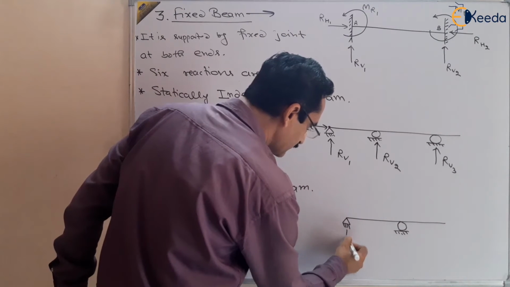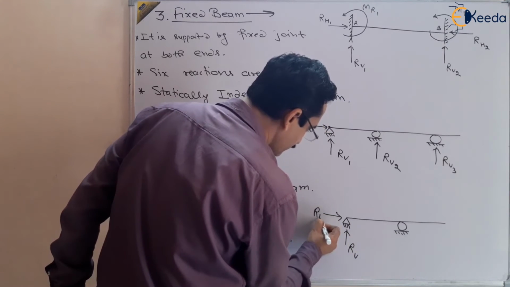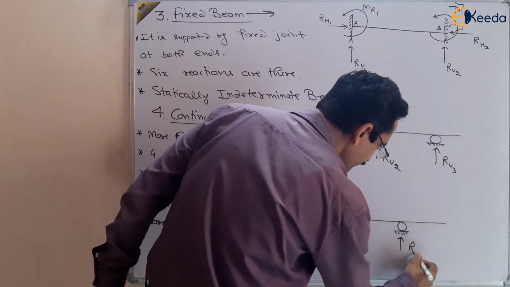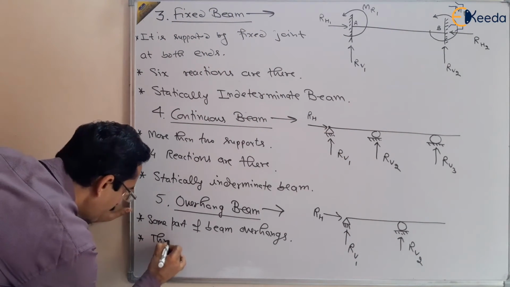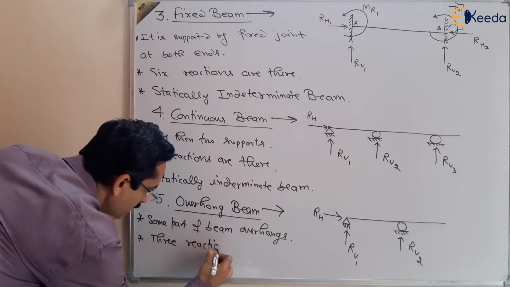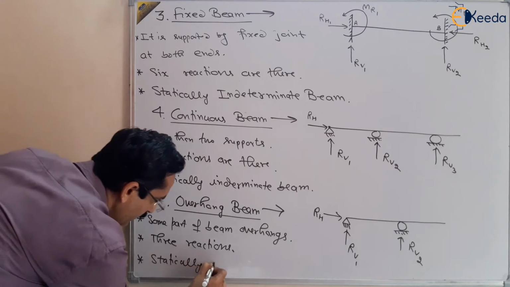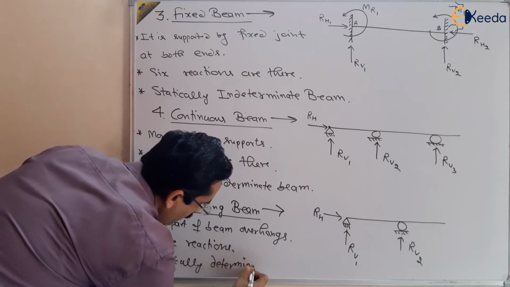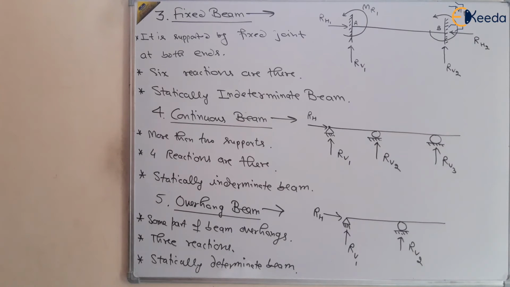So how many reactions are there? The reactions are similar to the simply supported beam. Three reactions are there, and that's why this is a statically determinate beam. So these are the five types of beams which we have in our syllabus, right?